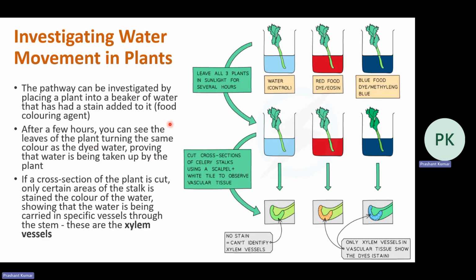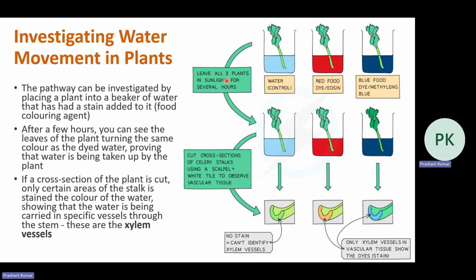Now, suppose we have to investigate the movement of water in a plant. It's a very simple experiment. You can see on the top right side, three different flasks have been taken. One is the control, having only water. Second has red dye, and in the third, methylene blue is added, right? And one plant is put inside each beaker, and it is kept in sunlight for a few hours, right?